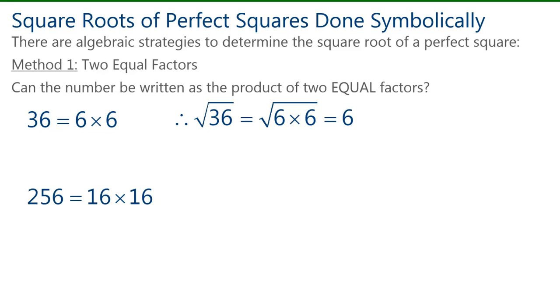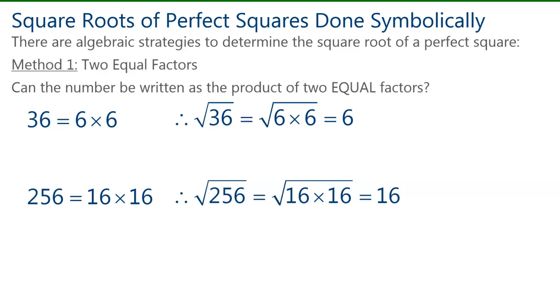Look at 256. It can be written as 16 times 16. So, the square root of 256, which is the square root of 16 times 16, is a single 16.